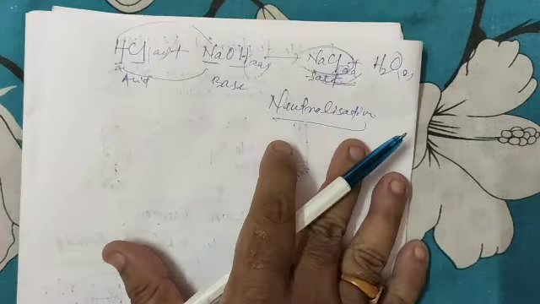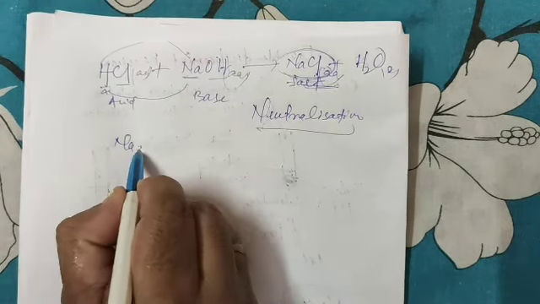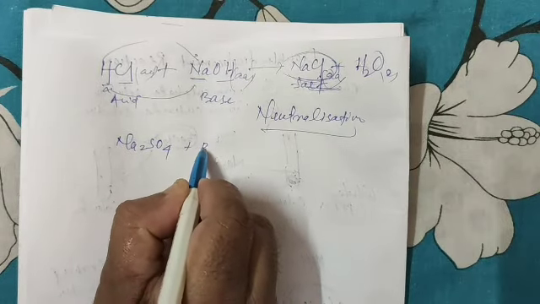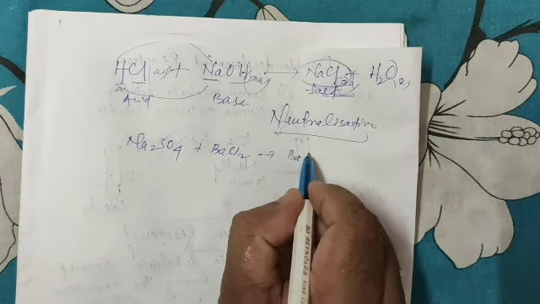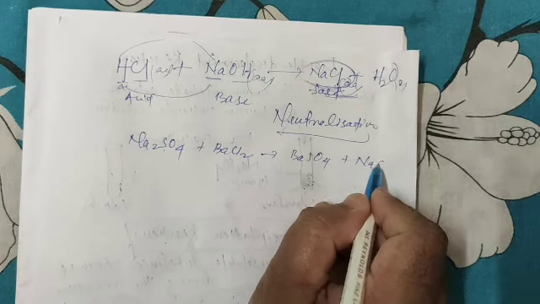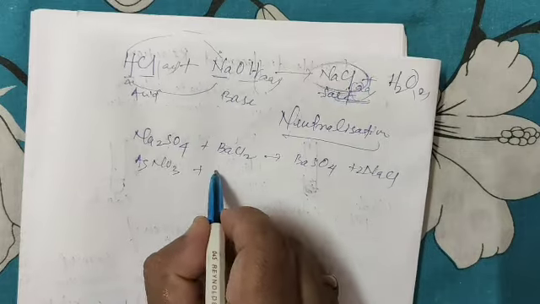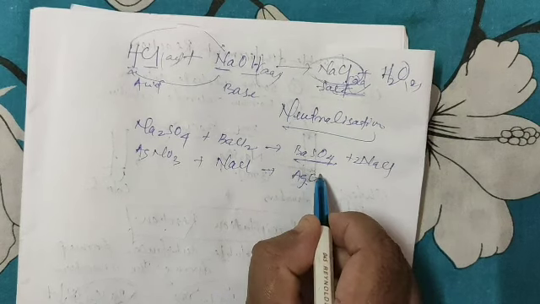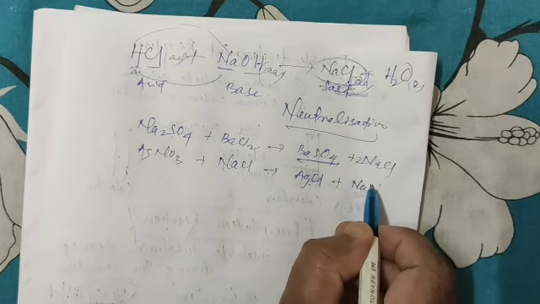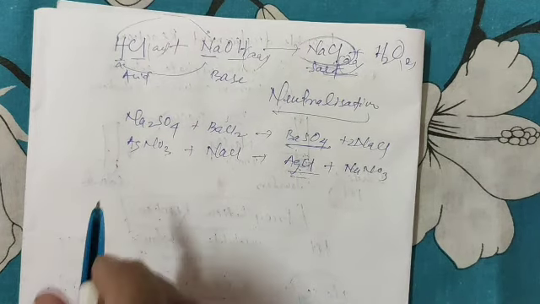So here we'll discuss two different examples of precipitation reactions. One is the reaction between sodium sulfate and barium chloride. Here we get barium sulfate plus NaCl, sodium chloride. Similarly, another example, that is HgNO3 plus NaCl. It is a precipitate. Here you got HgCl plus NaNO3. It is insoluble.